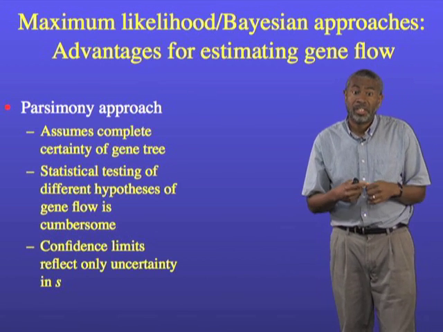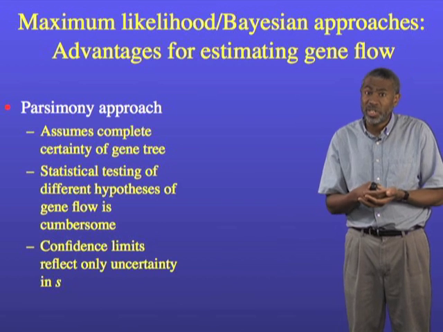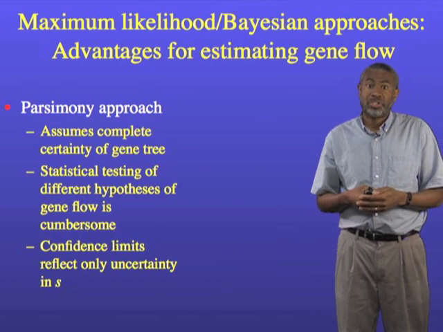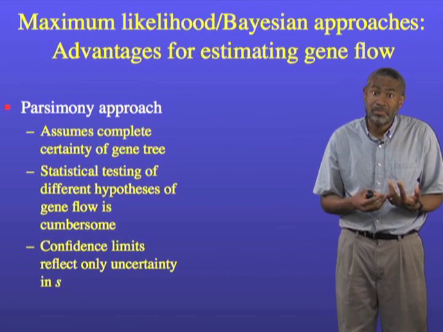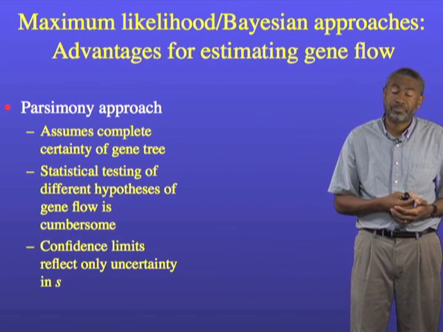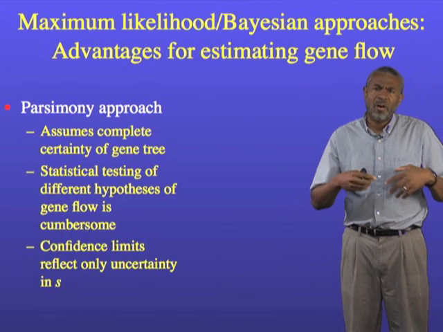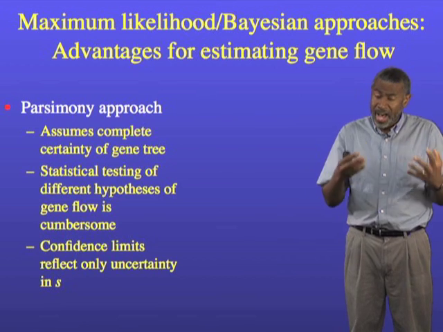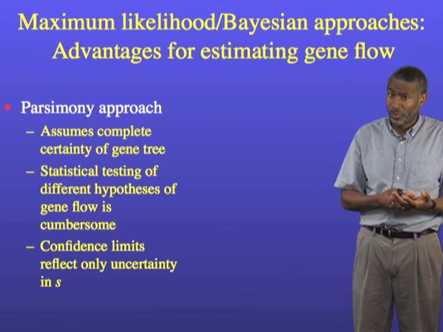For example, it assumes that our gene tree is known with complete certainty, which is rarely the case. It turns out that it's somewhat cumbersome to test different hypotheses under this framework. And the many different sources of uncertainty in population genetics are not adequately accounted for.